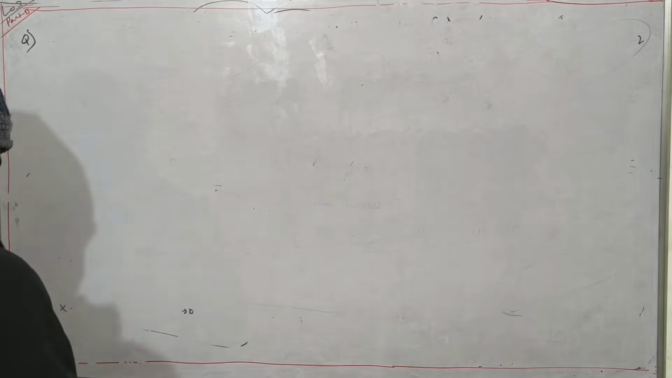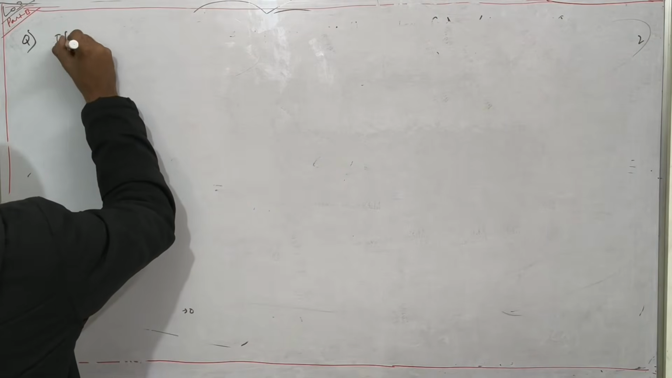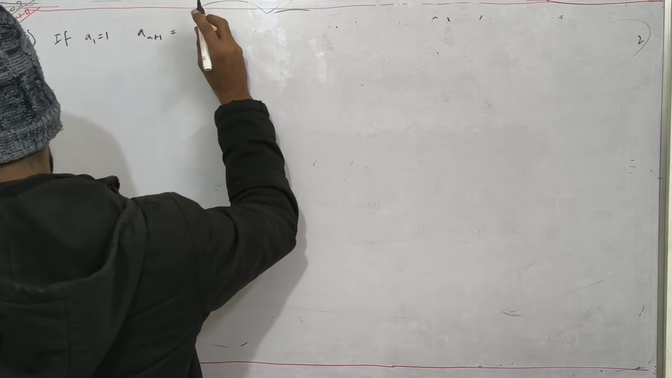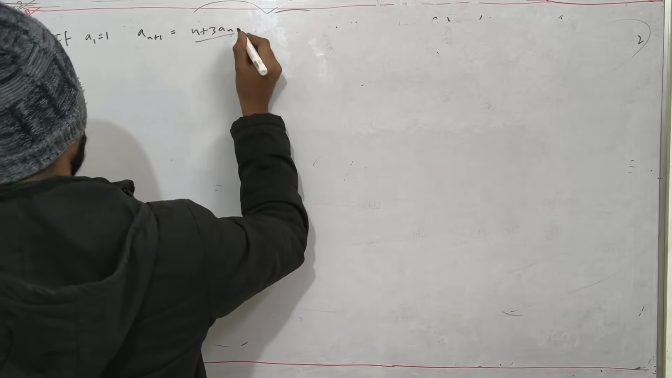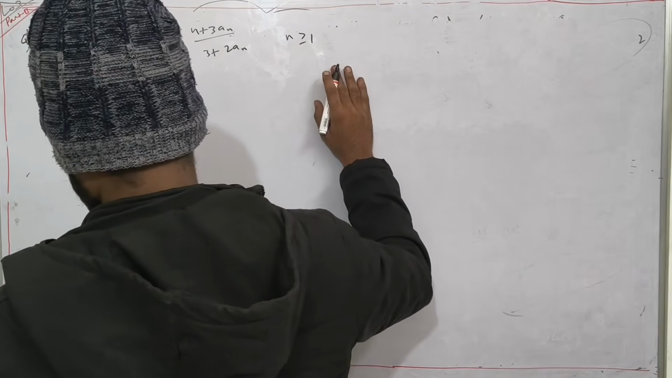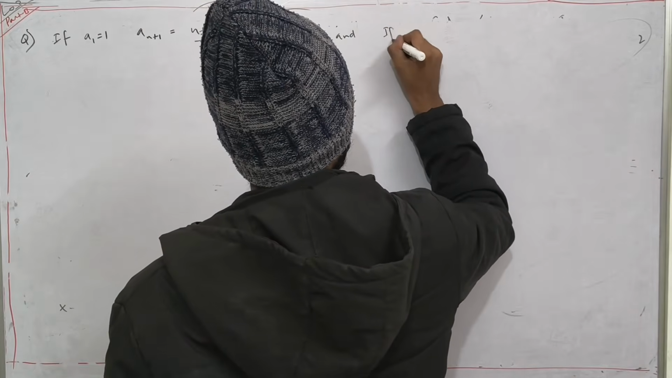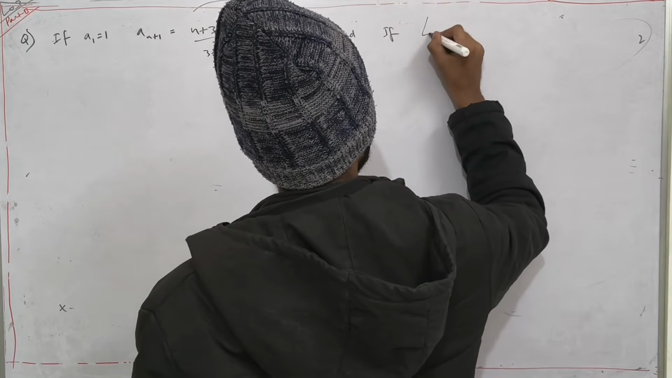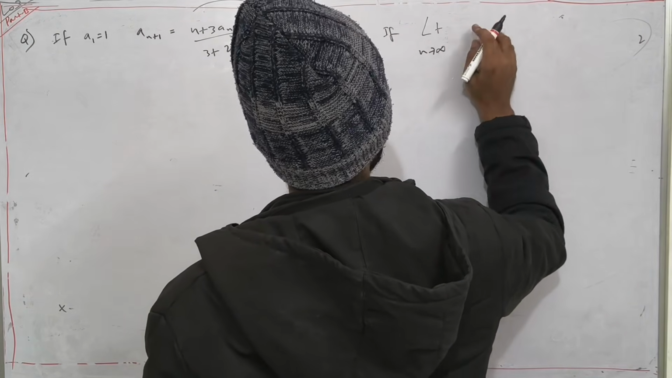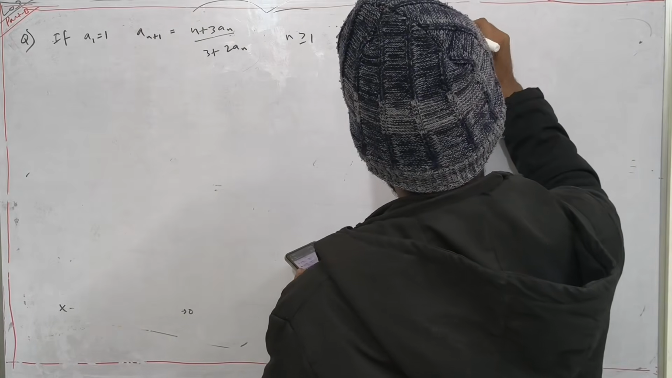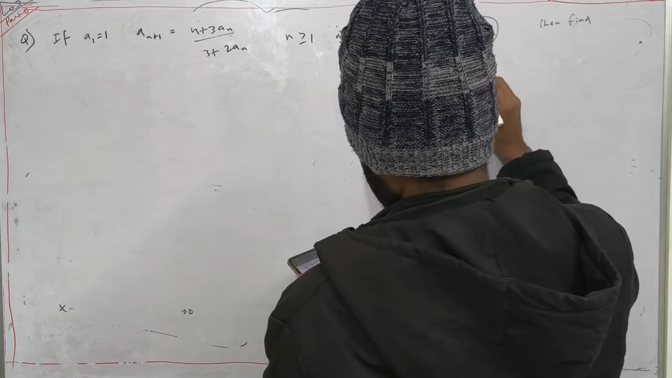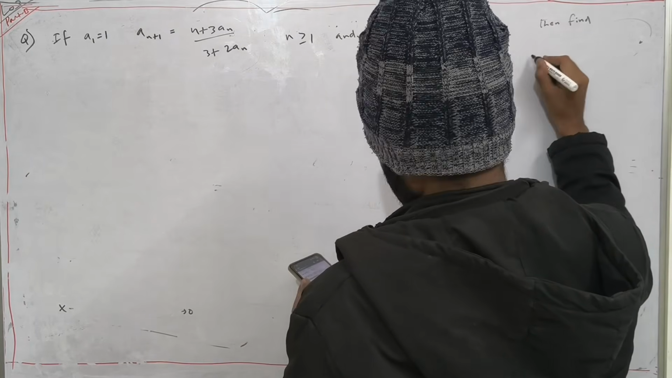Next question is: if a1 equals 1, and a(n+1) equals (4 + 3an) by (3 + 2an), for n greater than or equal to 1, and if limit n tends to infinity an equals a, then find the value of a.